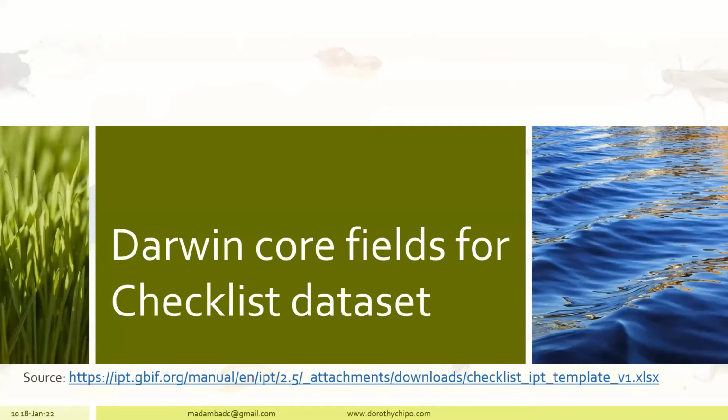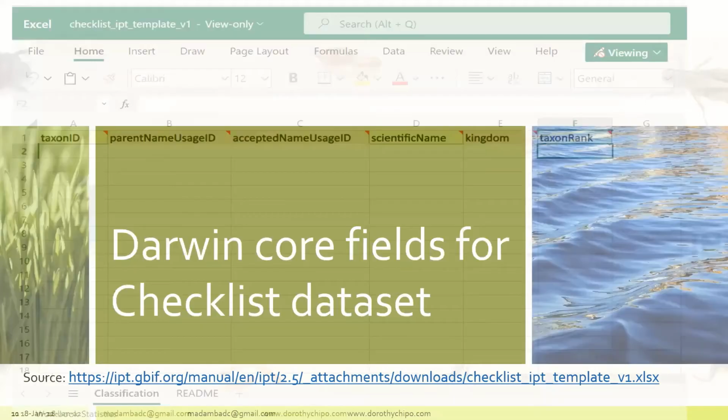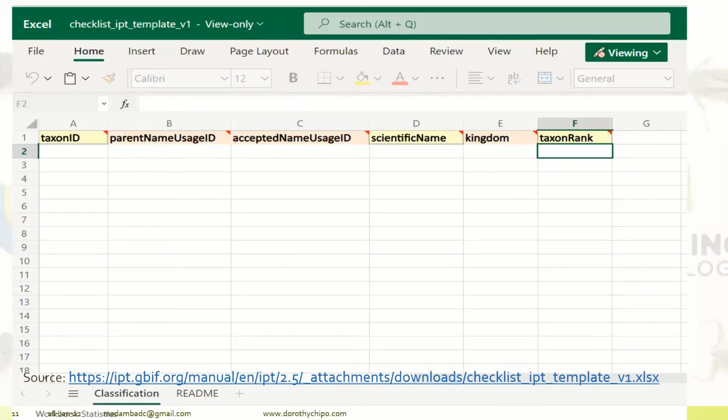I'm going to start with the checklist data set template. This is what it will look like when you get it. The yellow fields are the required fields. And then these fields, maybe I'll call them pink, are the recommended fields. These are not the only fields that you can put in there, but these are what you need for it to be considered a checklist data set. So you have your taxon ID, you have your scientific name, and your taxon rank.